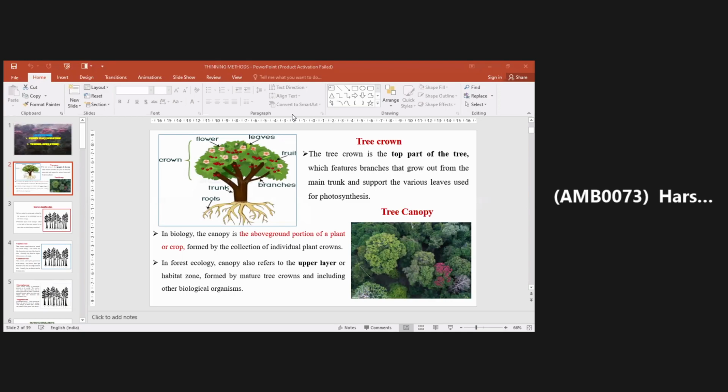Sir, can thinning also prevent soil erosion? No. Thinning will not prevent soil erosion. There is no relationship between thinning and soil erosion. Thank you, sir. The main objective of thinning is to remove excess trees from the stand in order to provide space. It will not control soil erosion. If there are more trees, it controls erosion, because more trees means more leaf fall, and then it controls the raindrops.